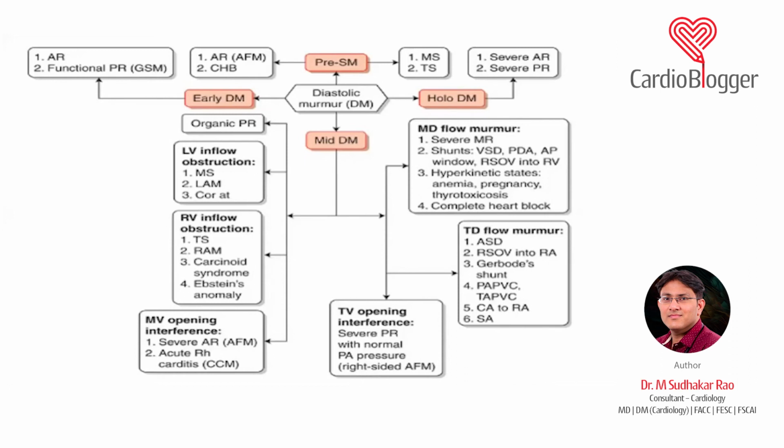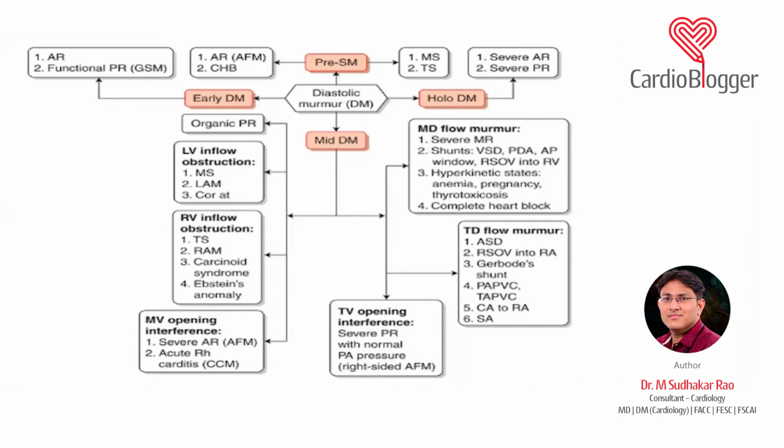You can get a ruptured sinus of Valsalva to RA, where all the increased blood flow goes from RA to RV. You can get a Gerbode, which is nothing but an LV to RA shunt. So all the blood from LV to RA goes across the tricuspid valve, and you can get it in other diseases. Let's not discuss those rare things.